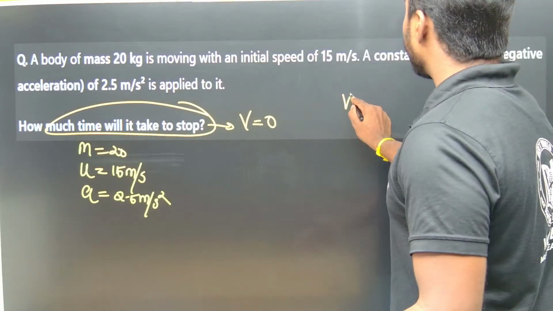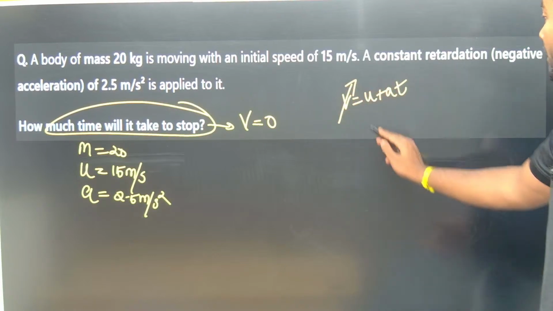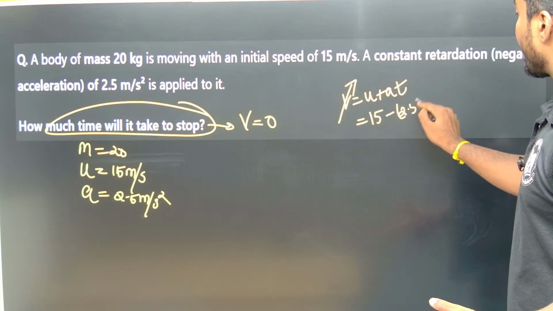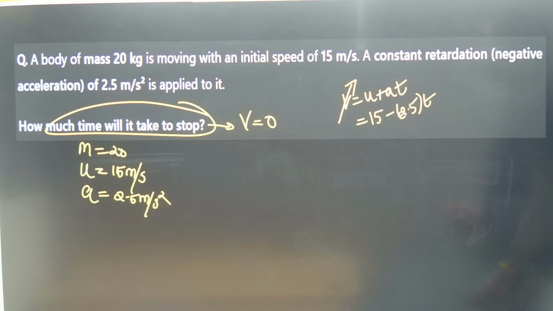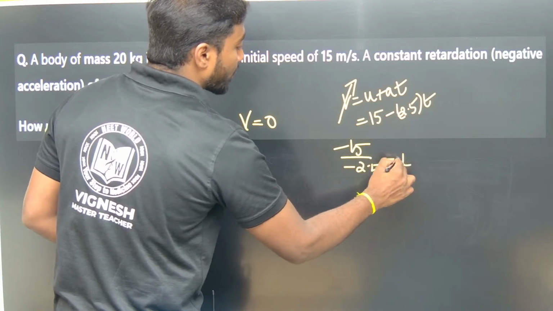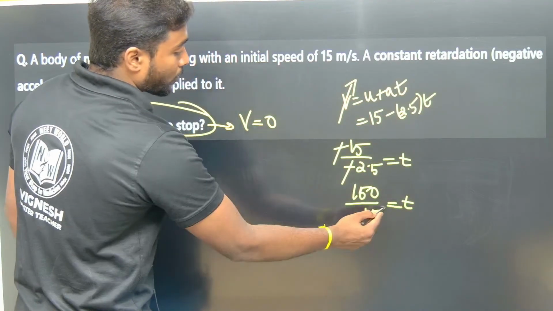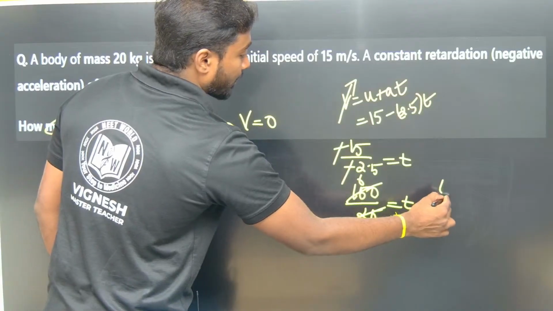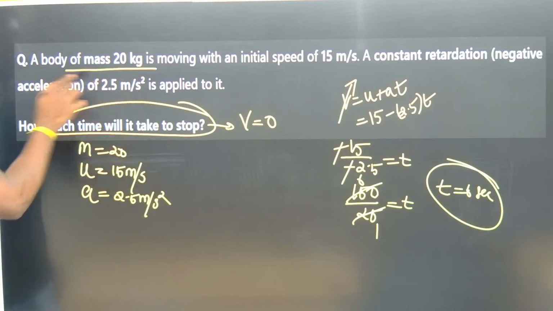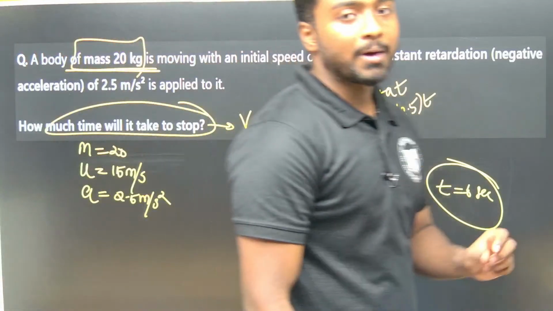v is equals to u plus at is the equation, where final velocity is 0, which is equals to initial velocity 15 minus 2.5 into t, because it is retardation. So minus 15 divided by minus 2.5 equals to t. Minus minus will get cancelled. 150 by 25 equals to t. So t is equals to 6 seconds. Answer, that's it. Here they have given a body of mass 20 kg. We are not using that right now. To confuse you guys, they have given that mass 20 kg.